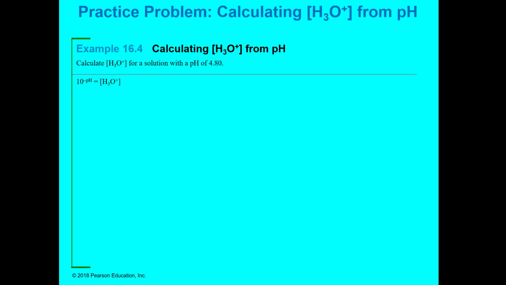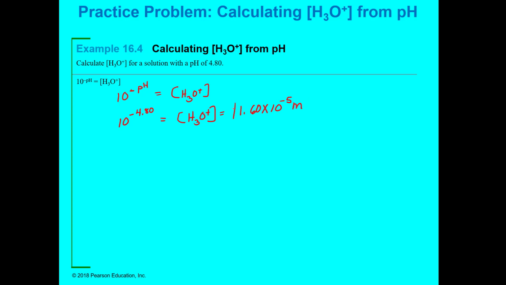So if we're going back, and this one can be a little tricky, so you've got to understand how to use your calculator. Instead of doing the negative log, we're going to have to do the opposite function, which means that we're going to say 10 to the negative pH is going to equal that H3O+. So in this particular problem, 10 to the negative 4.80 is going to equal your H3O+. And when you put that in your calculator, you should get 1.6 times 10 to the minus 5 molar.